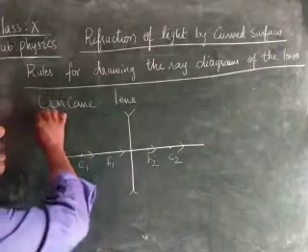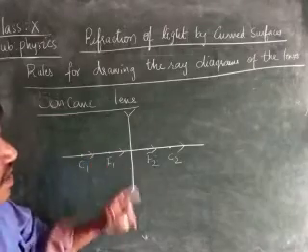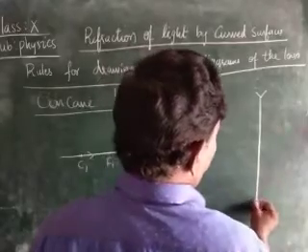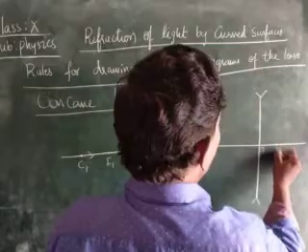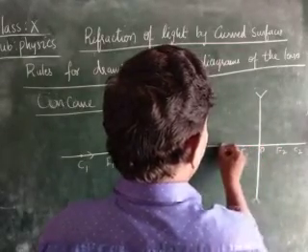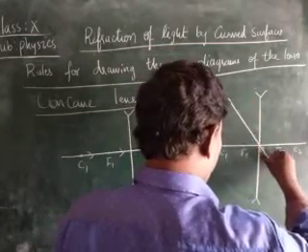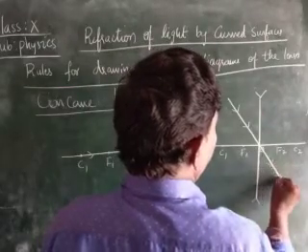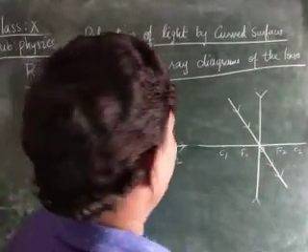What is the first rule, children? When the light ray is passing through the principal axis, it is undeviated. This is the figure. In the same way, rule 2. When the light ray is passing through the optic center, it is undeviated.